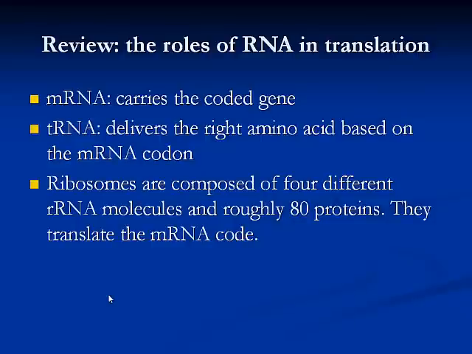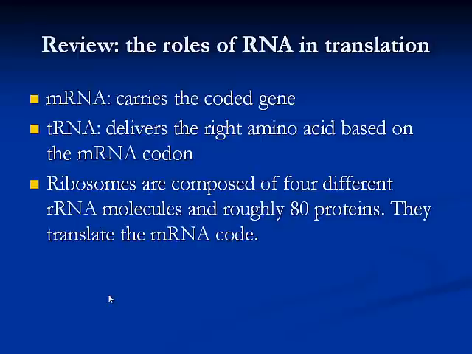As a review, we're going to look at the roles of RNA in translation. First, we have mRNA, which carries the coded gene, and that's a product of transcription, as discussed in a previous video lesson. Then tRNA, which delivers the right amino acid based on the mRNA code, and we also discussed that. It's when there's an anticodon, which is read by the ribosome, and it is matched up with its mRNA complement, so that you have the right amino acid coming in.